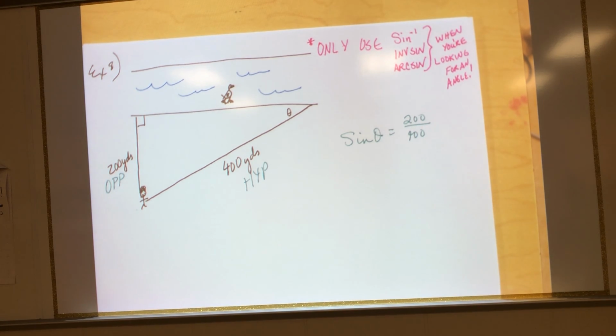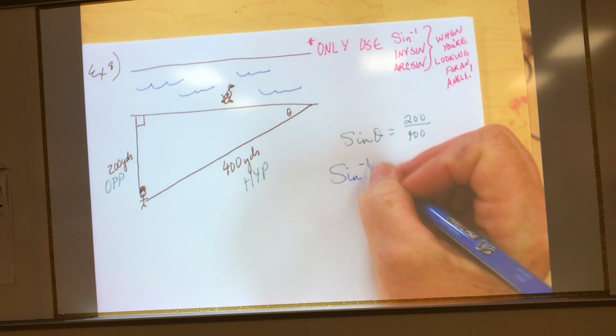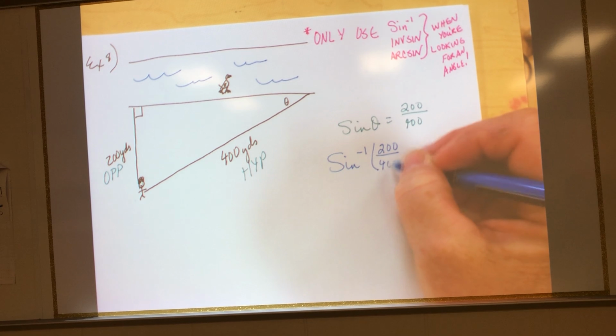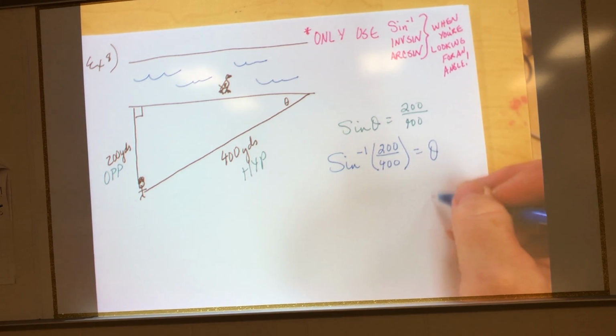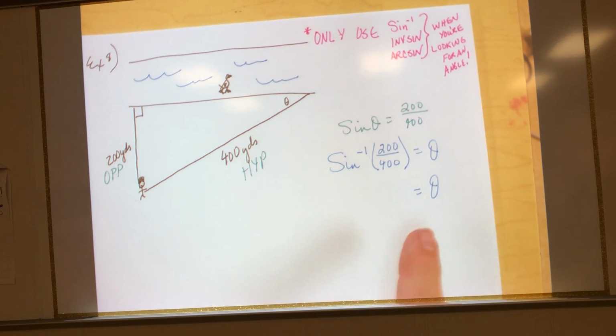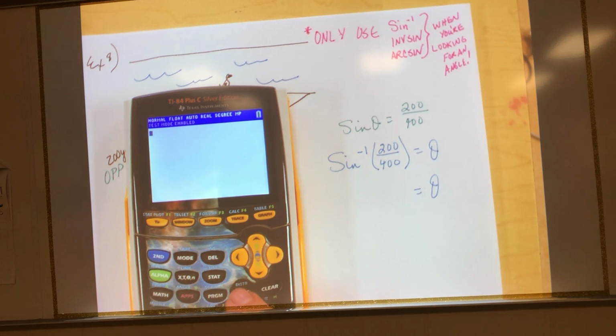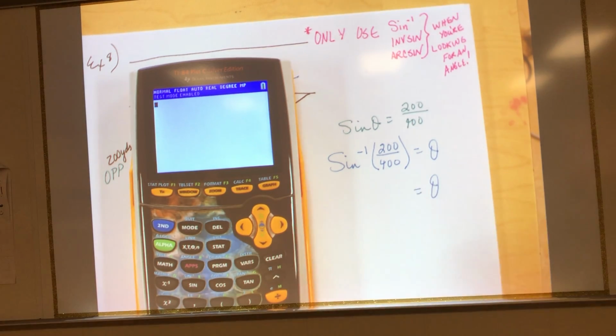So I'm going to rewrite it like this. Inverse sine of 200 over 400 is going to be my theta. I'm going to put it in my calculator just like that. Once you change your calculator to degrees, it stays in degrees, unless someone changes it, or it may go back to radians when you reset the memory. I don't really know, I just change it and check on it.